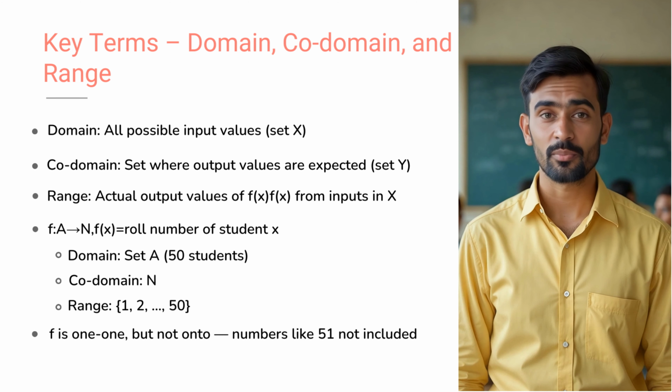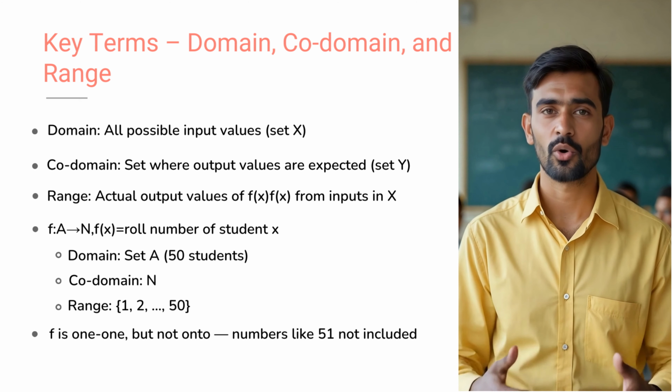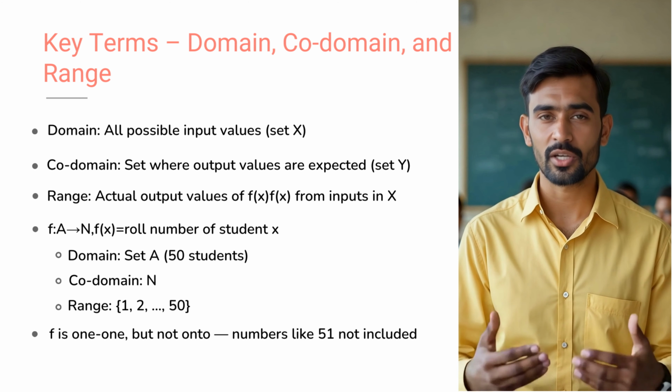Let's understand the important parts of a function. Domain, the set of all possible input values, usually x. Codomain, the set where output values can come from, usually y. Range, the set of all actual outputs f(x) produced by the function.